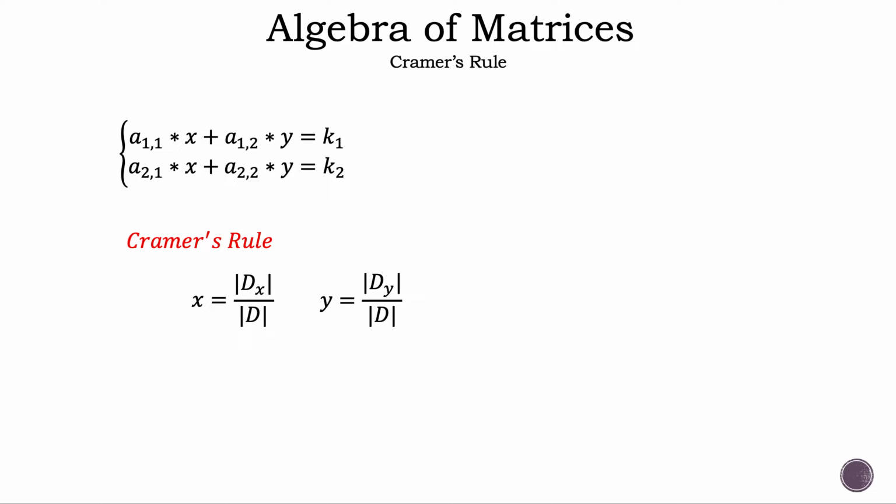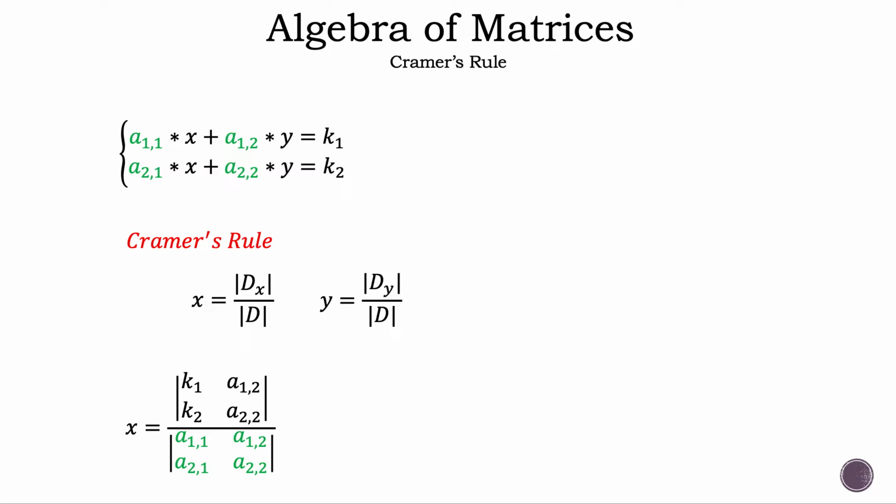Cramer's rule is x is equal to the determinant sub x over the determinant of the coefficients, and y is equal to the determinant sub y over the determinant of the coefficients. Now, let's take a look how to find each determinant. Let's start with the determinant in the denominator.